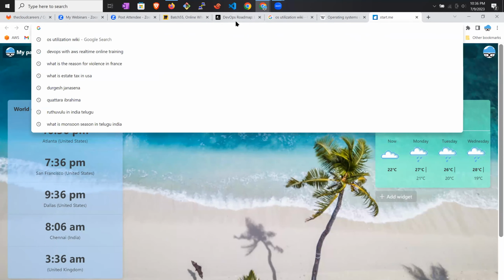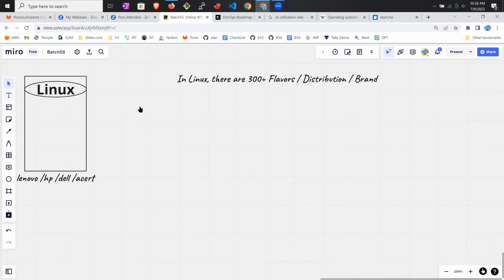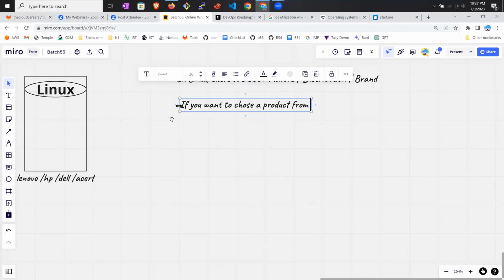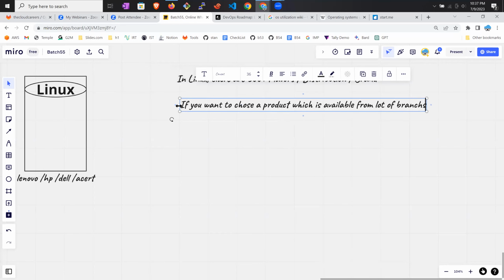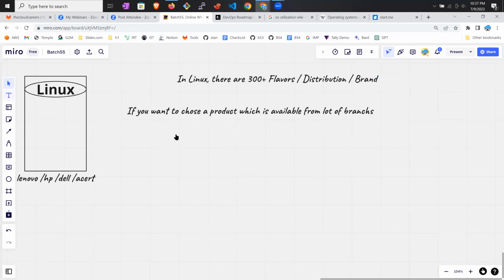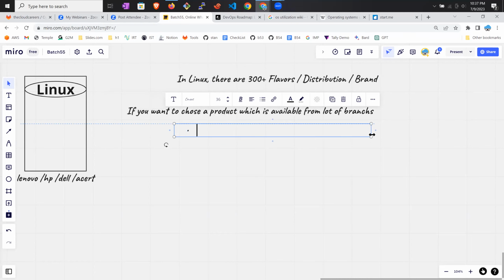Linux distribution. Okay. Before that, I'll ask you one product. This is one important question. If you want to choose a product which is available from a lot of brands, what is the thing that you'll consider first before choosing the product? Anyone? If you want to buy a product, what are the metrics that you look into?